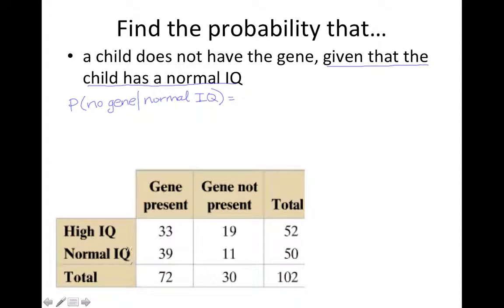So given that the child has a normal IQ is where we'll start. And we want to use this to narrow down our table. So I'm going to look for those that have a normal IQ. That's going to be this second row here. So I'm looking only at this row to answer this question now. And I want to look at this row and determine the probability that the child does not have the gene. So that's gene not present, no gene. That's 11 here out of the 50 total that have a normal IQ. So I'm only looking at this row. So what you want to do with a conditional probability is look only at the given statement first and use that to narrow down your table to one row or one column.